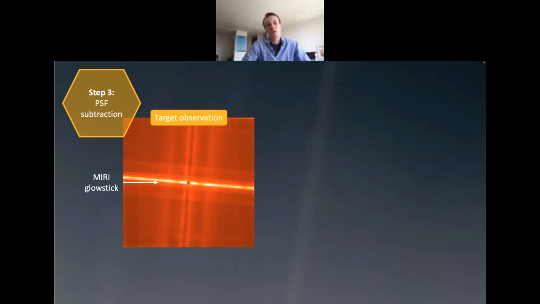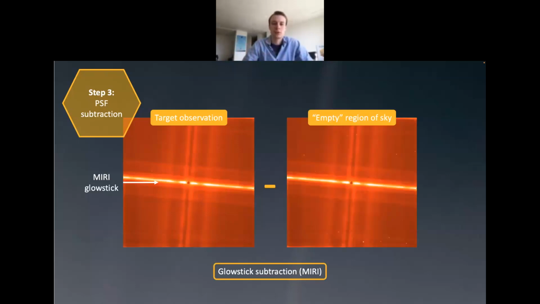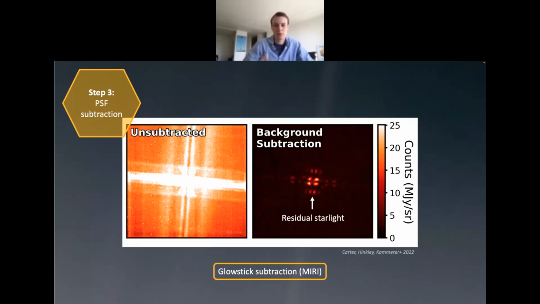And before we can actually start with the PSF subtraction, there's an extra step for the MIRI instrument, the mid-infrared instrument, because it was found that this has a very bright scattered light feature from the coronagraph, which is called the MIRI glow stick. You can see it very bright here. It's scattered light of the four-quadrant phase mask that is being used to suppress the light of the host star. And to get rid of that, you basically have to look at a blank region of the sky, and then you have to subtract that from your original science observation. And also spaceKLIP can help you to do that in the best possible way, and to actually make visible the PSF of your star, which is otherwise completely outshined by this bright glow stick.